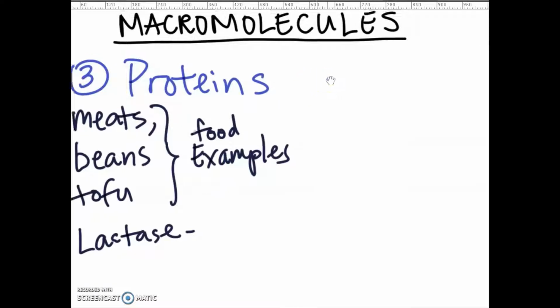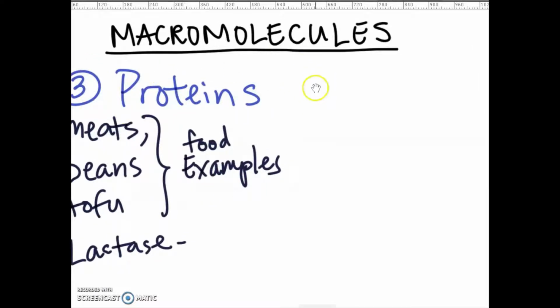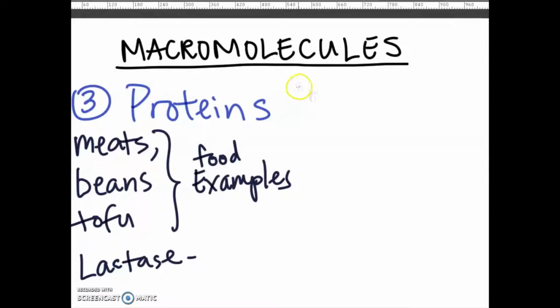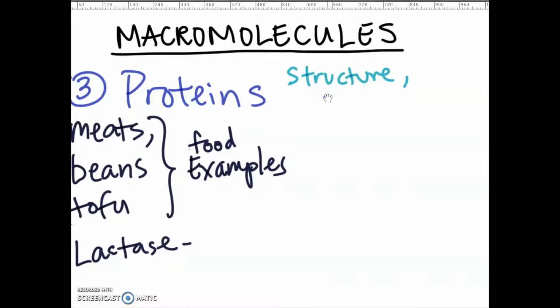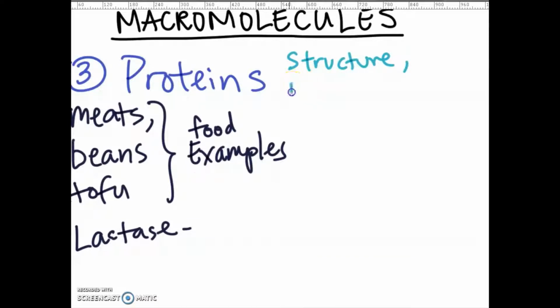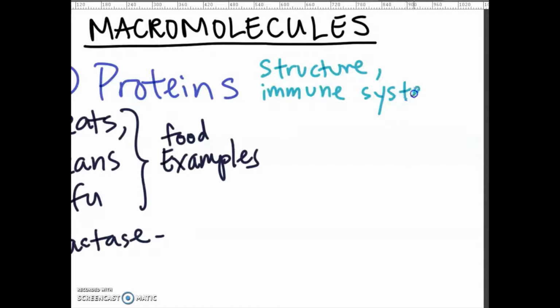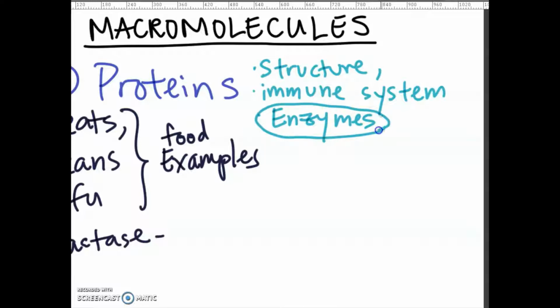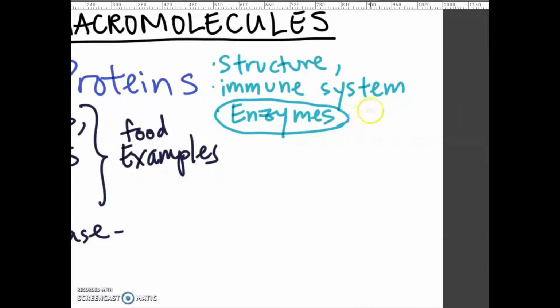So proteins, what do they actually do? They do a lot of things. So we know they build muscle, so we're going to use them for structure. We know that we need proteins in our everyday lives, not only for structure, but for our immune system as well. They help us fight diseases. And they also, and this is the really important one, are enzymes. Enzymes, which is going to help you speed up your chemical reactions.